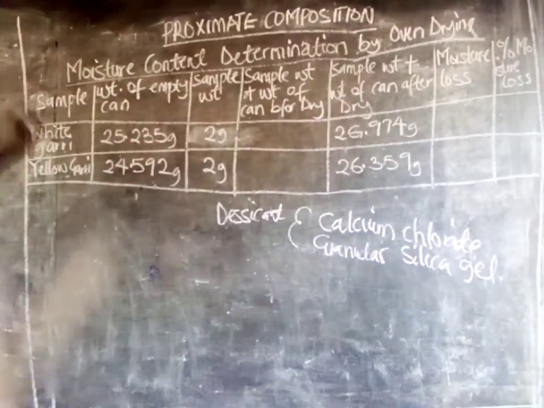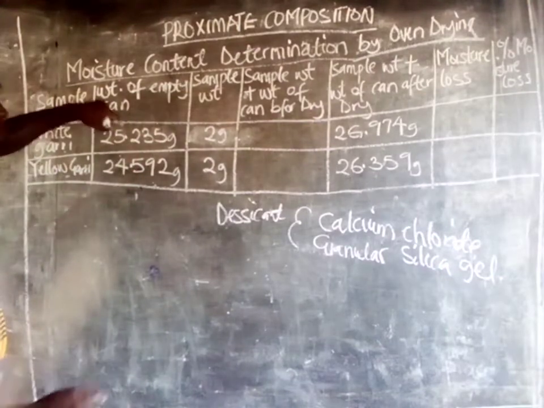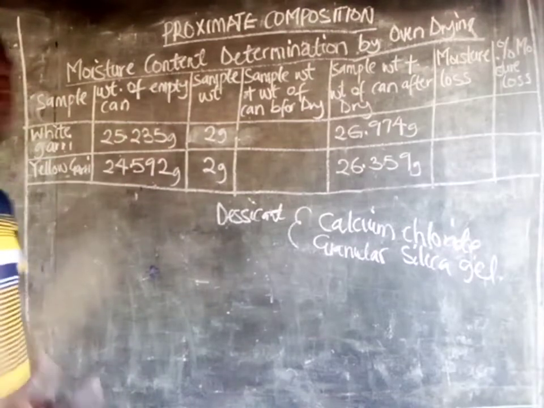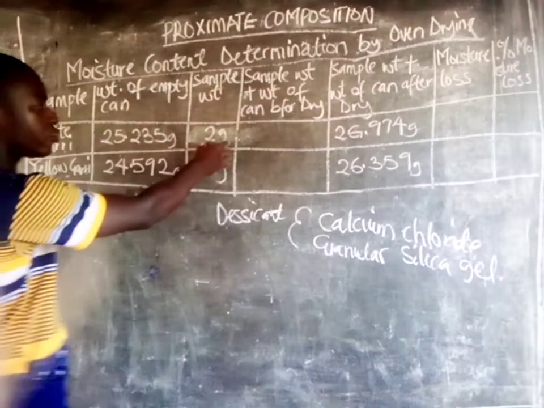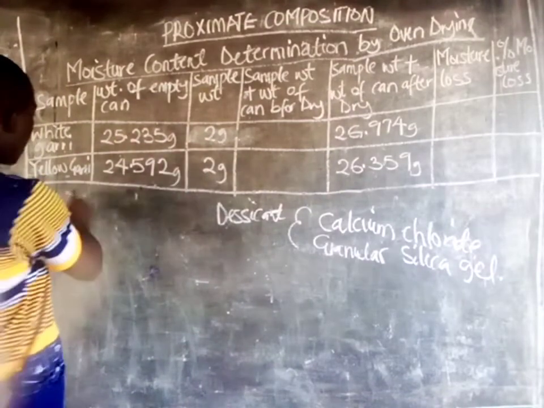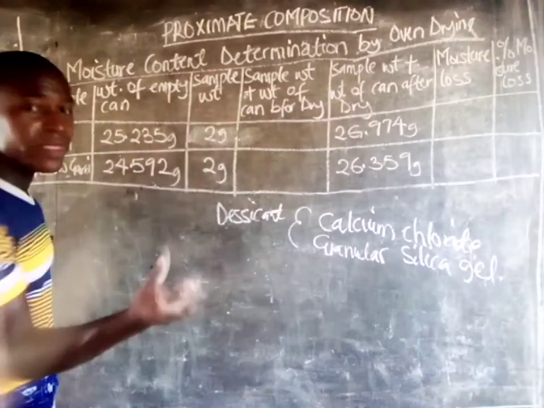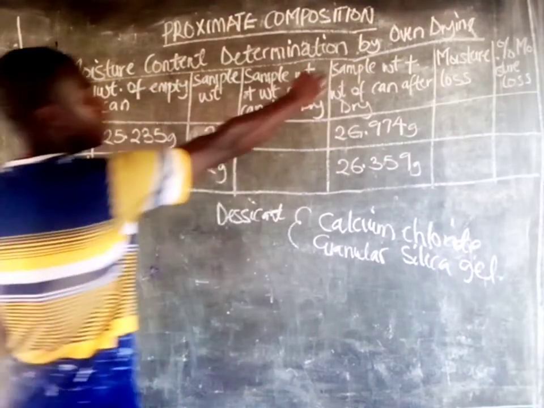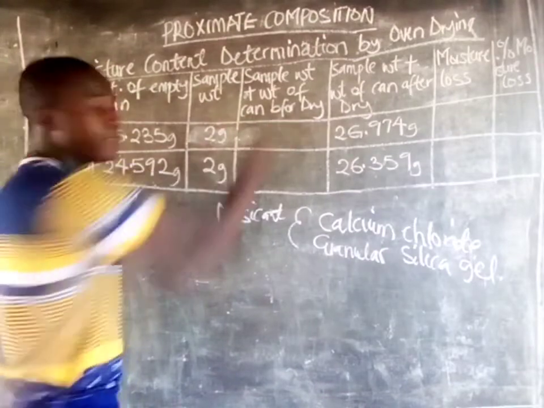So we have the sample. Sorry, this is the weight of the can, 25.32 grams, and this is the weight of the sample. These two samples were weighed. For white Gari it was 2 grams, and for yellow Gari too it was 2 grams. When you weigh them, you put them in the empty can, and so you have the sample weight plus the weight of the can before drying.